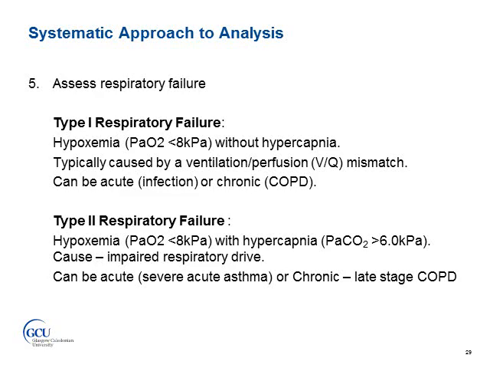Type 2 respiratory failure is if there's hypoxemia with hypercapnia, so if the carbon dioxide is greater than 6. It is usually caused by impaired respiratory drive. Again, it can be acute or it can be chronic.